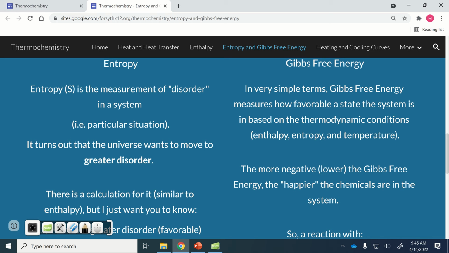We can actually calculate it similar to how we calculate enthalpy, with a similar kind of Hess's law setup. There are also some other separate calculations you could do to measure the entropy, but that's getting into what's called physical chemistry, which is a higher level chemistry course in college. What I need you to know is that the universe wants to have greater disorder, which we could get into philosophical conversations about, but we're looking from a scientific standpoint. From a scientific point of view, science wants greater disorder, and that supports favorable reactions.